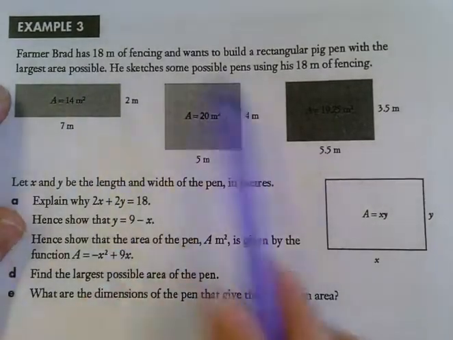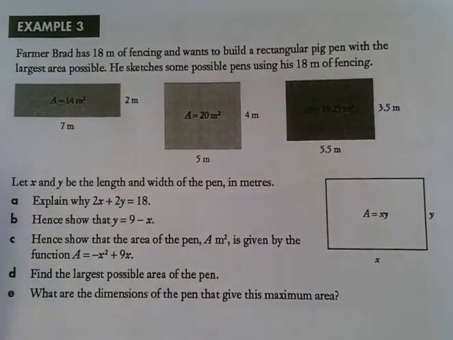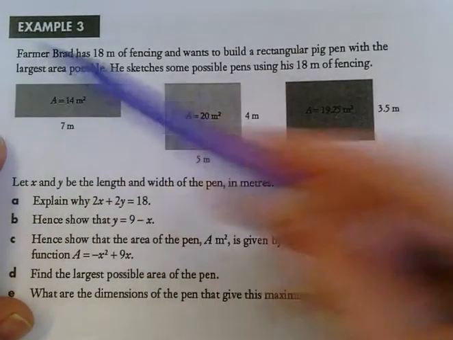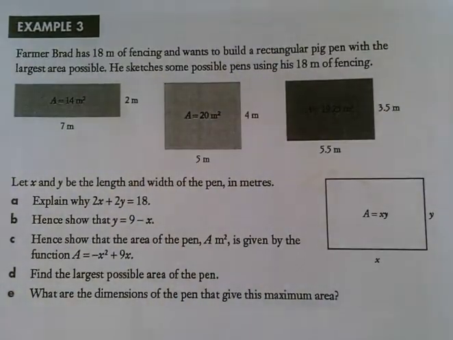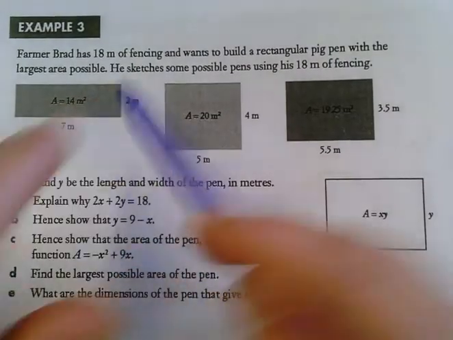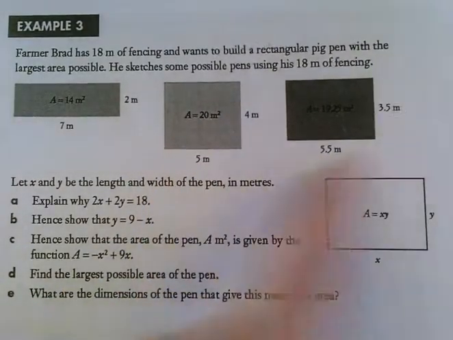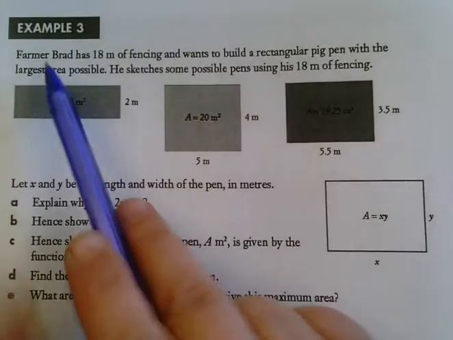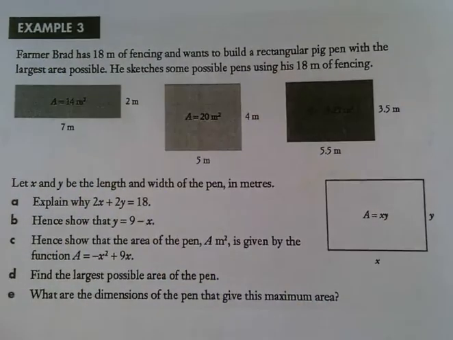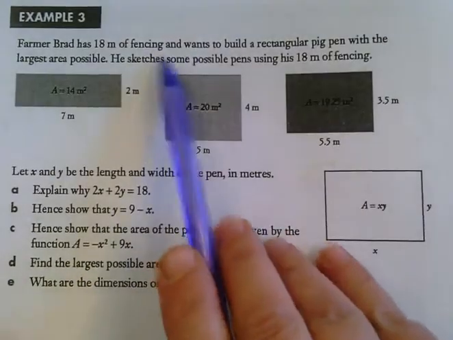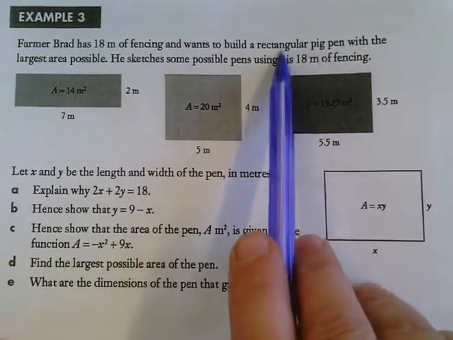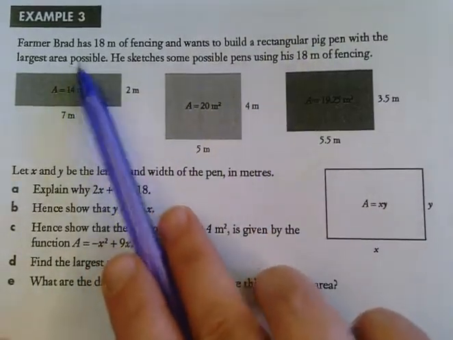The other type of problem is one of these area problems, where you've either got 4 sides of the fence, and in the next example, you'll see 3 sides of the fence, all right? Because when we work out the area, it'll be one dimension times the other, and we're going to end up with a quadratic equation when we put unknowns like x's in these. So here, in this example, Farmer Brad has 18 metres of fencing and wants to build a rectangular pig pen with the largest area possible.